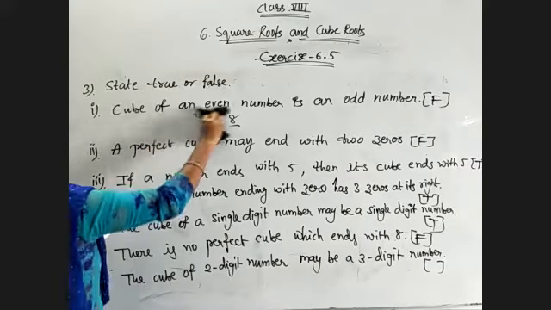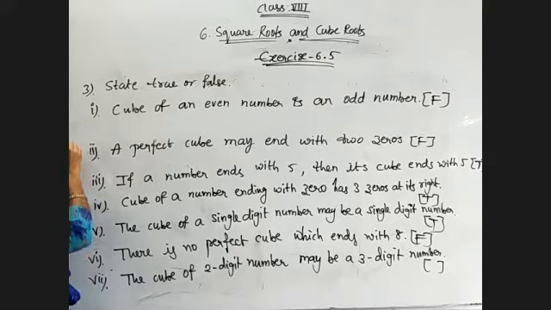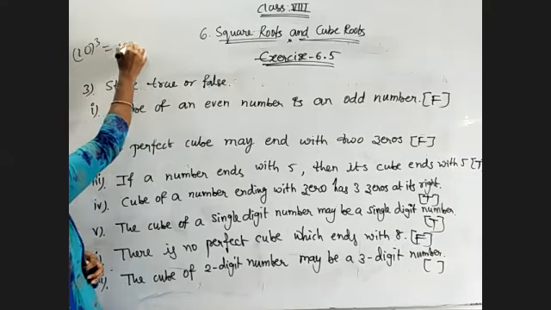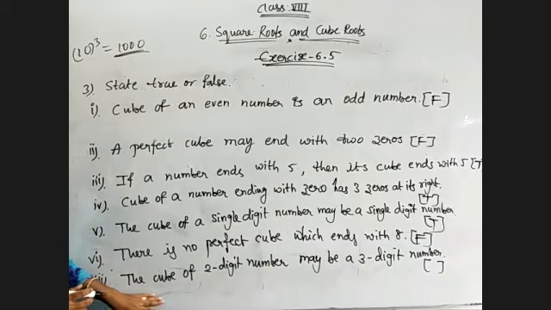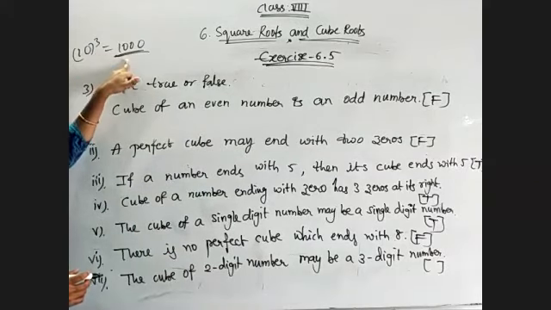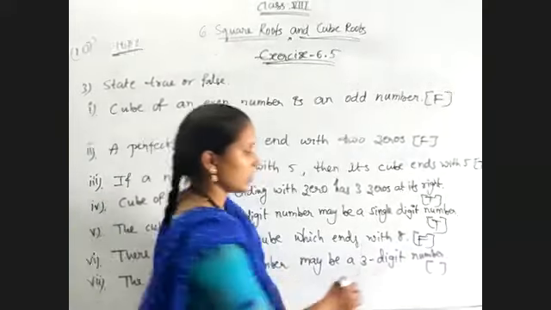Now coming to the next question, the last question. The cube of a 2-digit number may be a 3-digit number. See, the smallest 2-digit number is 10, and the cube of 10 is equal to 1000, which is 4 digits. The statement is: the cube of a 2-digit number may be a 3-digit number. The smallest one itself starts with 4 digits. Can we get a 3-digit number anyway? No. So the cube of a 2-digit number may not be a 3-digit number. It is false.